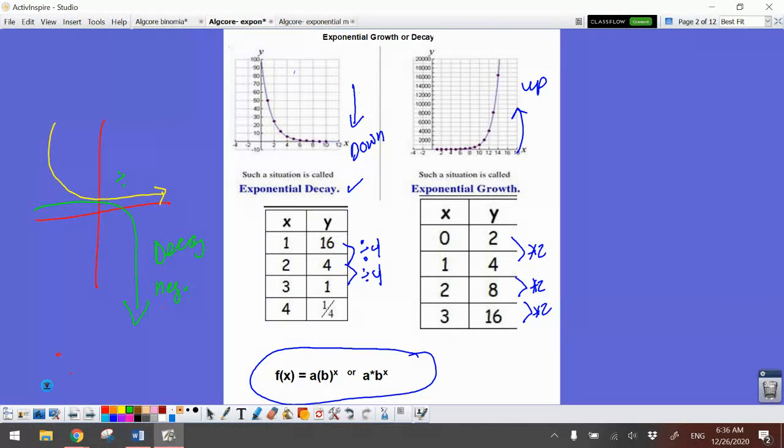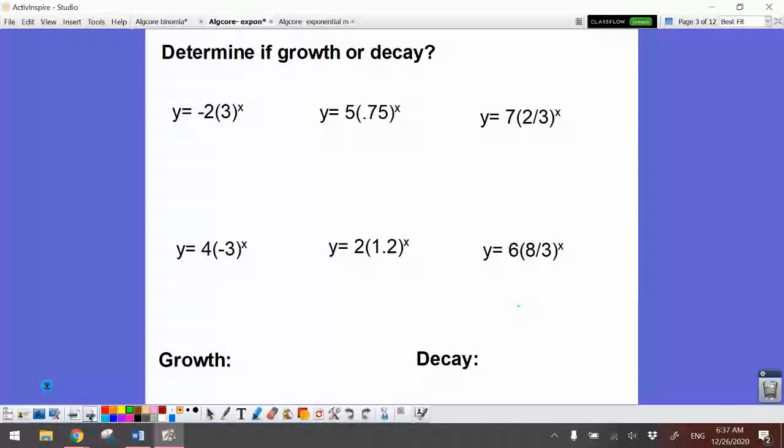Now an exponential growth is always going to go up. It can start wherever, so it might start lower than 0, but it's definitely going to go up. All right, so let's take a look at some functions, and let's see if we can figure out what causes growth and what causes decay. Remember, grow is going to go up, decay is going to go down.